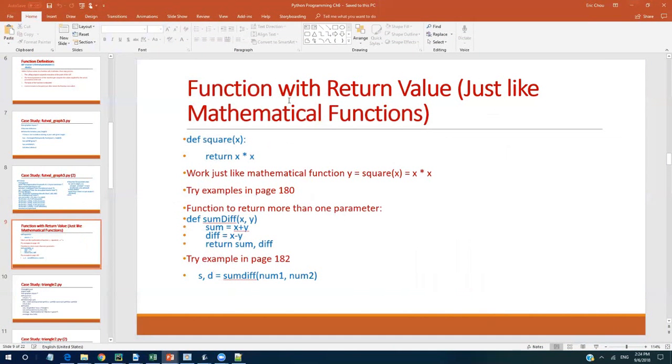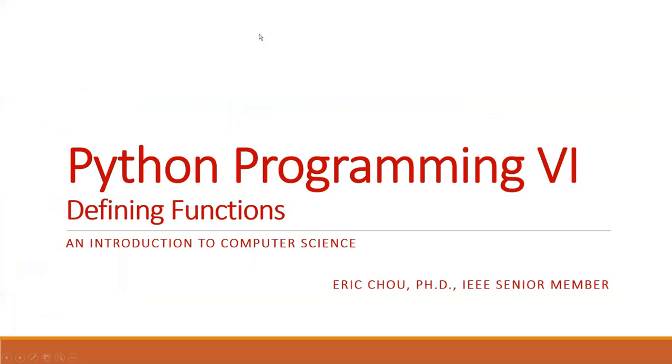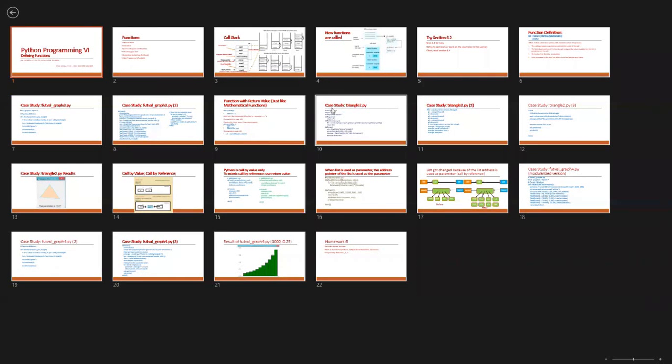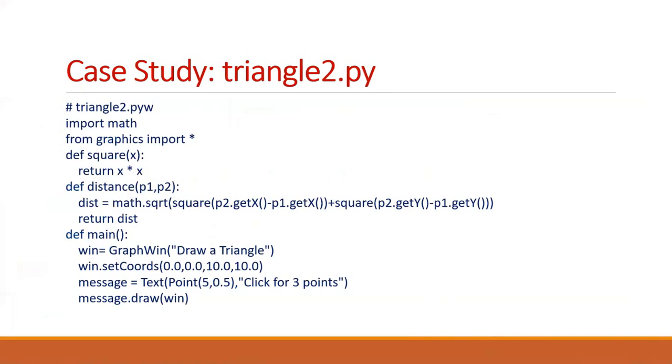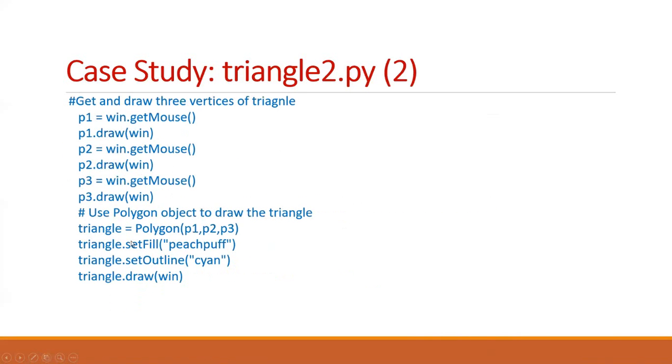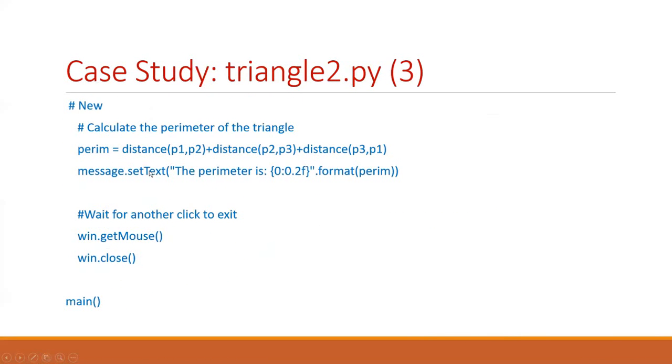And then the next one is functions with return value, just like mathematical functions. Here you can declare something called square and sum and difference. You can return more than one value. I think I already showed these different functions. And then the next one is triangle 2. Remember the triangle, where we can click for 3 points. This one has functions to define square and calculate the distance, and it will simplify the program. So let's run this one, triangle 2.